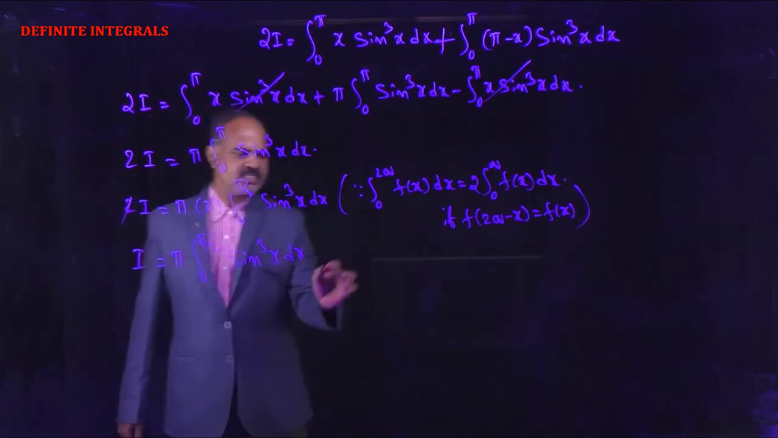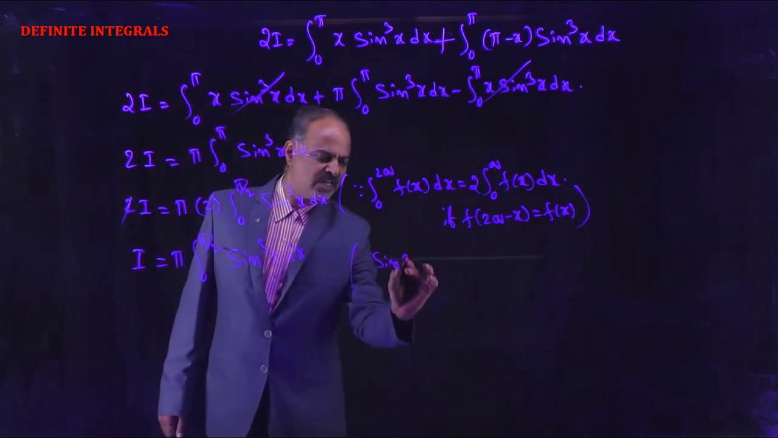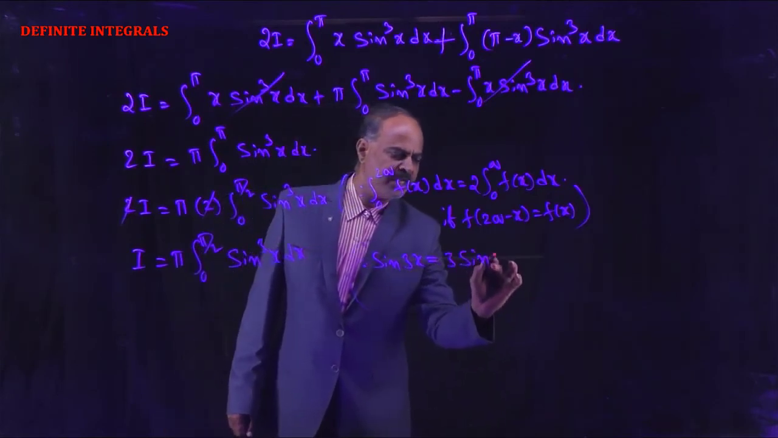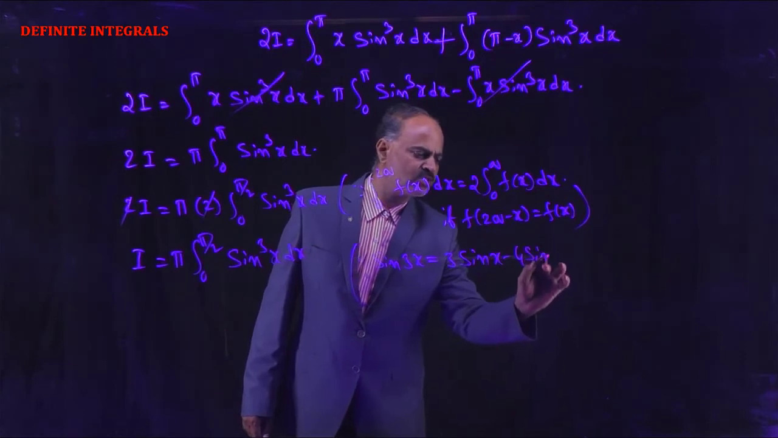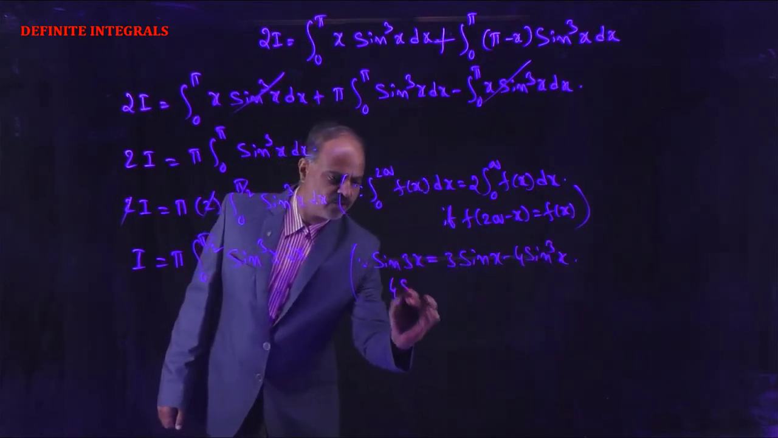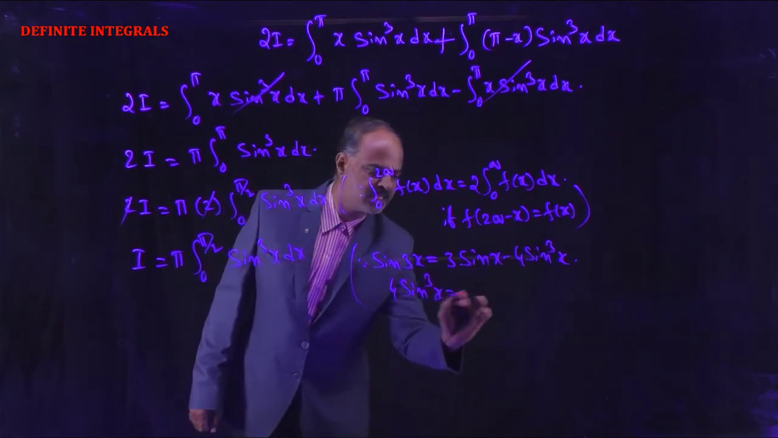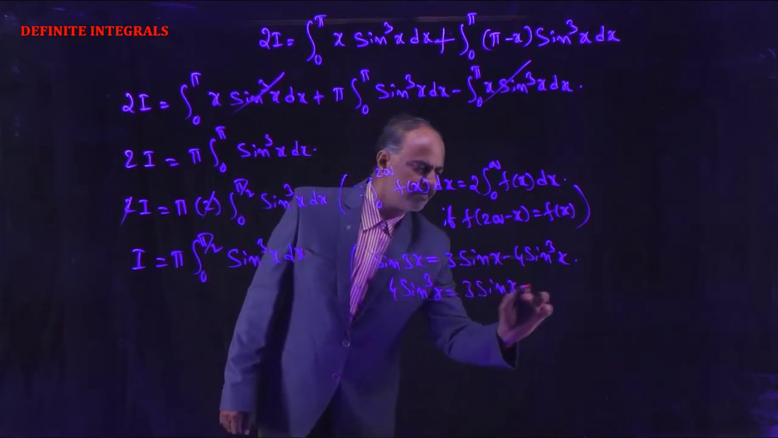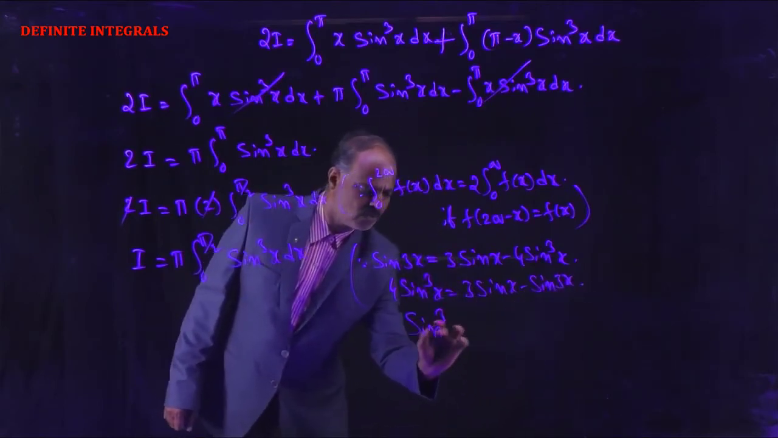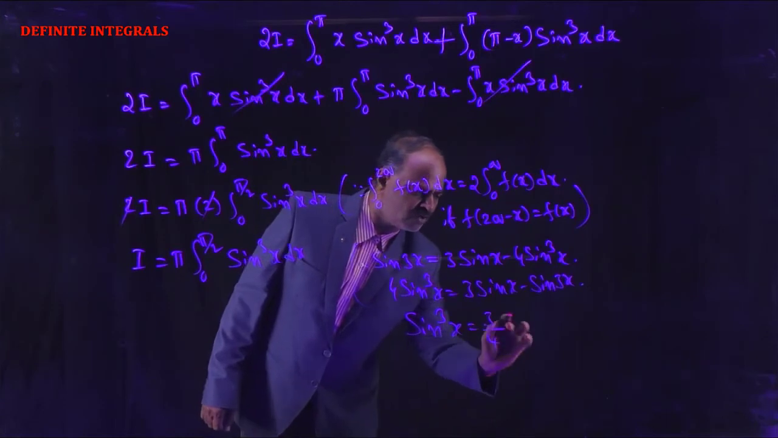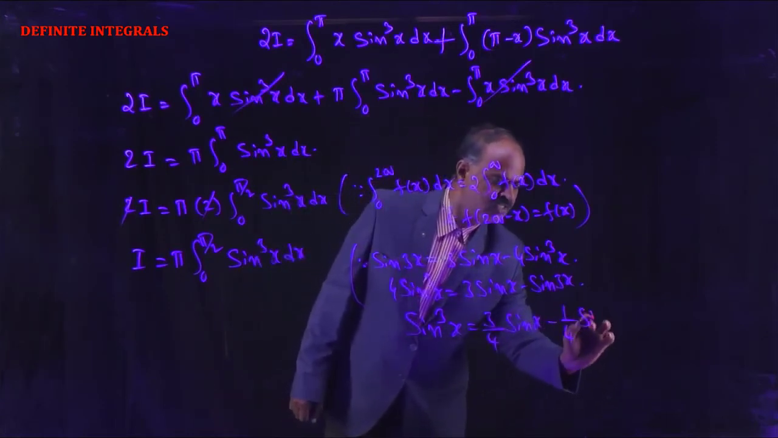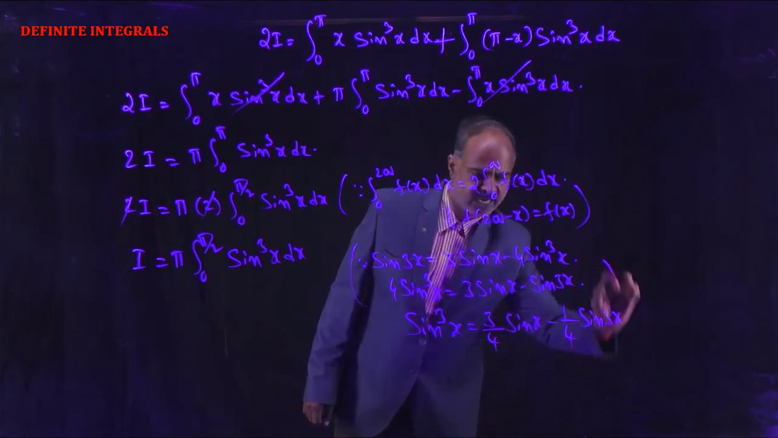We know that sine 3x equals 3 sine x minus 4 sine cube x. So 4 sine cube x equals 3 sine x minus sine 3x. So sine cube x equals 3 by 4 sine x minus 1 by 4 into sine 3x.